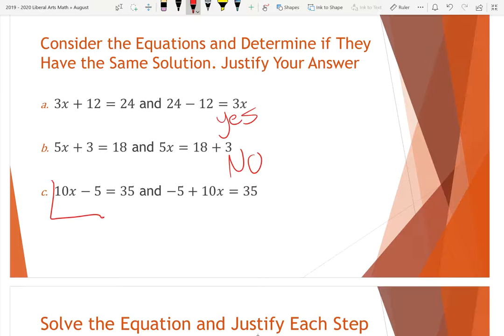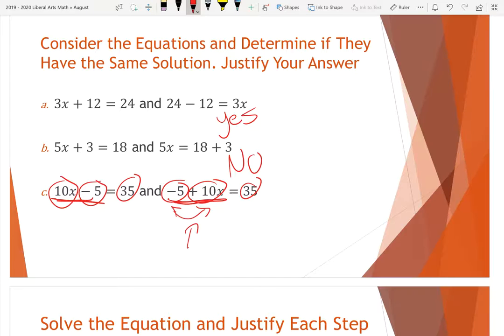We have 10x minus 5 equal to 35, and then we have negative 5 plus 10x equal to 35. I notice that both of these are equal to 35. So the question is, are these the same then? Well, we have a positive 10x and a negative 5, and with this one, we have a positive 10x and a negative 5 as well. It's just written in the opposite direction, but they are the same thing. 10x minus 5 is the same as negative 5 plus 10x. It's just that these are written backwards.